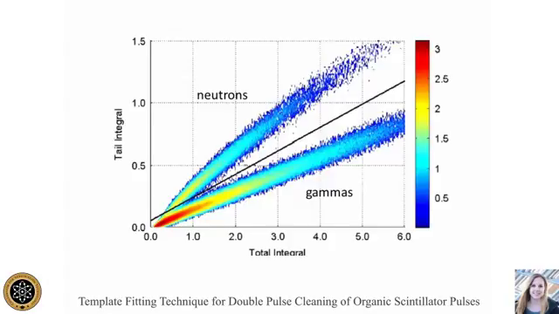This is useful because pulse shape discrimination gets difficult at low energies due to overlap of neutrons and gammas. Disposing of the right amount of double pulses widens this gap, making PSD easier and more accurate.